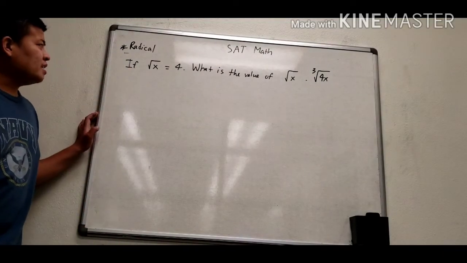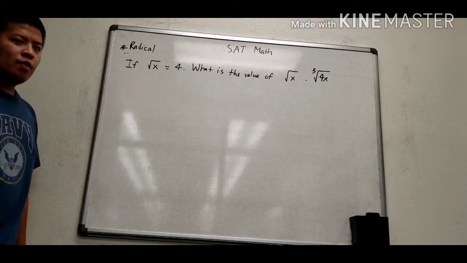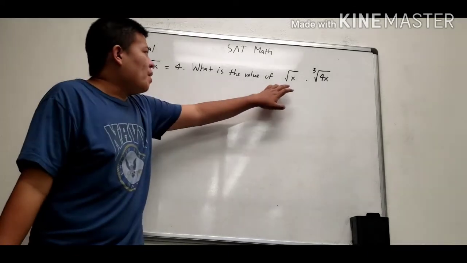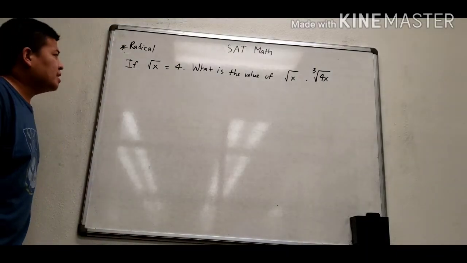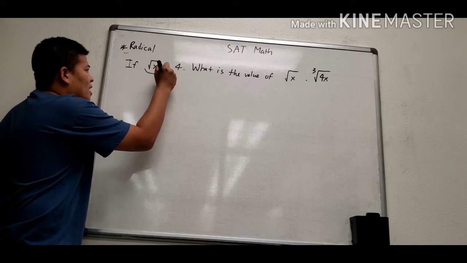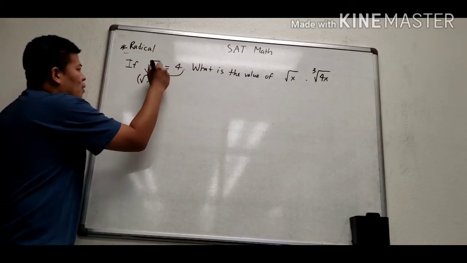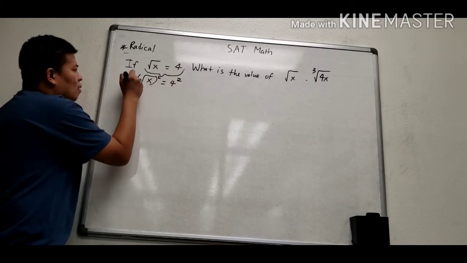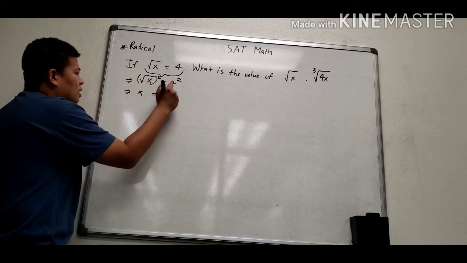So on the SAT math, they ask: if the square root of s equals 4, what is the value of the square root of s multiplied by the cube root of 4s? In this one, we will find s first. We do the square on both sides. So we get s equal to 16.